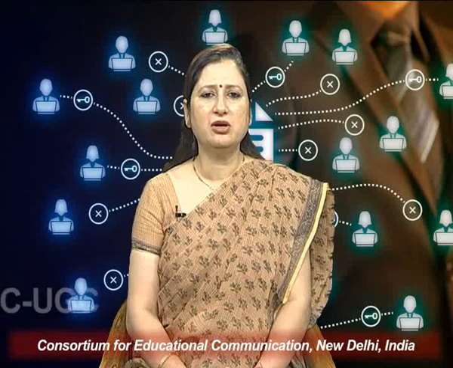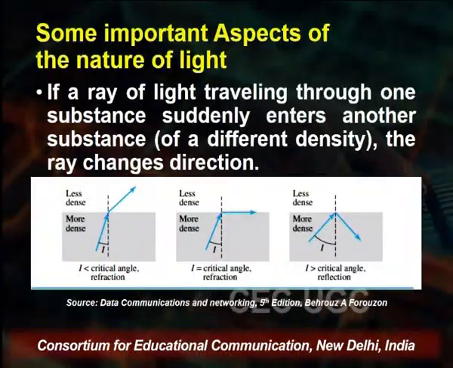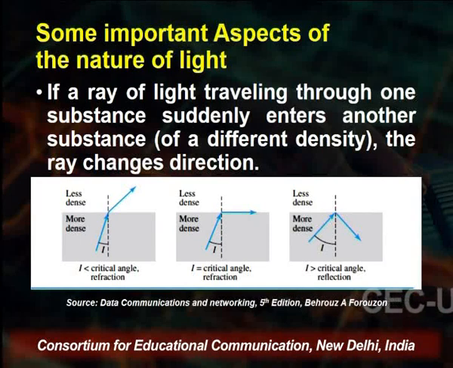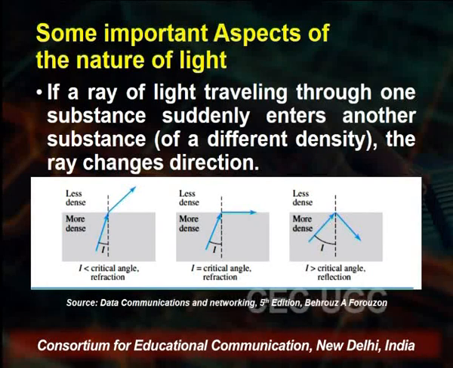If you look at this diagram, we see that this ray of light is travelling through one substance and it suddenly enters another substance of different density. Say for example, we are taking air and glass. Air is less dense and glass or plastic is more dense, right. So then the ray will change its direction.